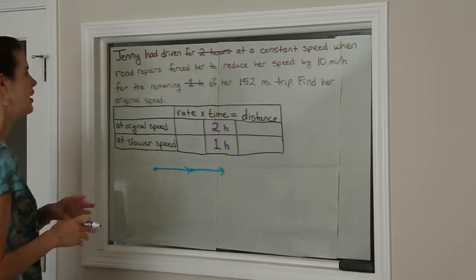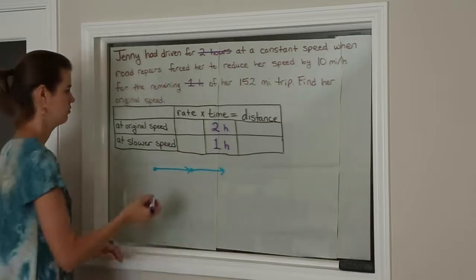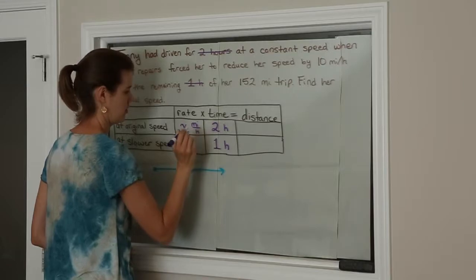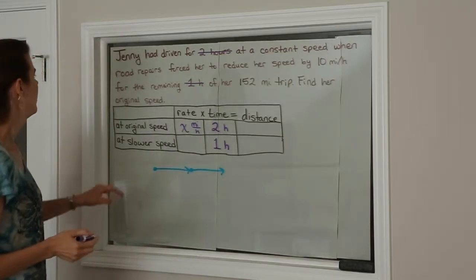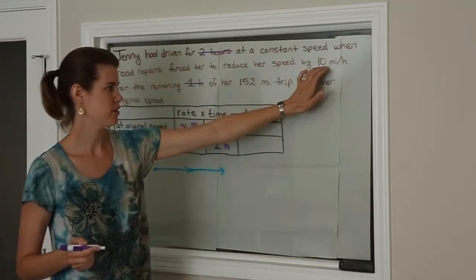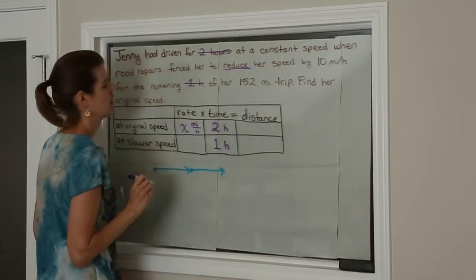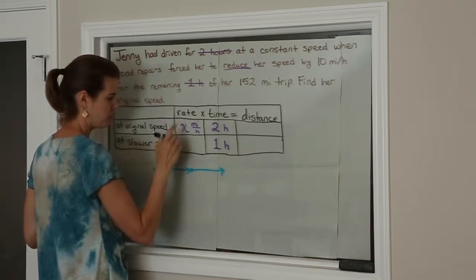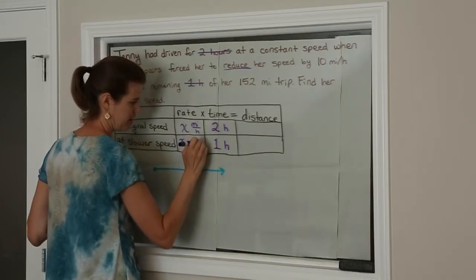Now we don't know how fast she was going originally, so that's where we're going to put our variable. So some unknown x miles per hour. And then it said she had to reduce her speed by 10 miles per hour. So reduce is our key word. Reduce means we're going to subtract. So if she was going x miles per hour, now she's going x minus 10 miles per hour.